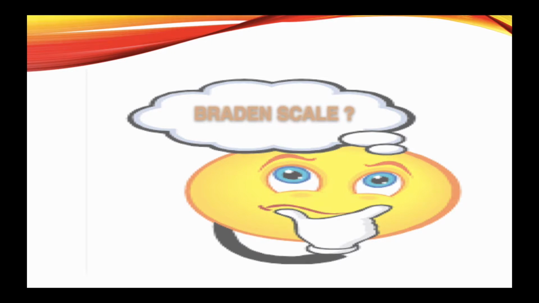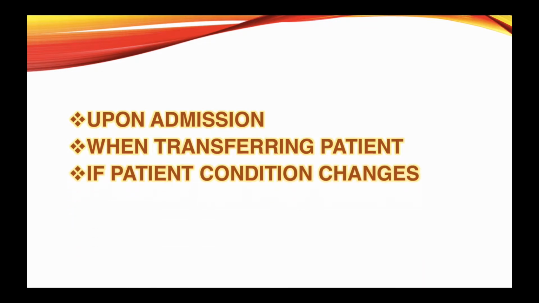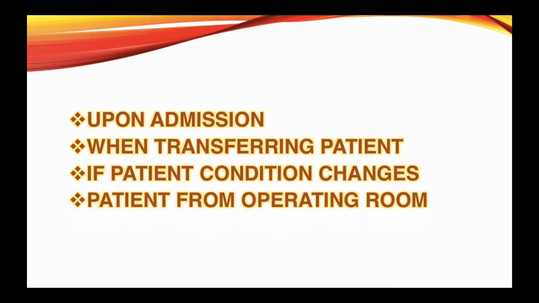Braden scale for predicting pressure ulcer risk is a tool that was developed in 1987 by Barbara Braden and Nancy Bergstrom. The purpose of the scale is to help healthcare professionals, especially nurses, assess a patient's risk for developing a pressure injury. In KAAUH, risk for pressure injury development will be evaluated upon admission, when transferring patient, if patient condition changes, and patient from OR.